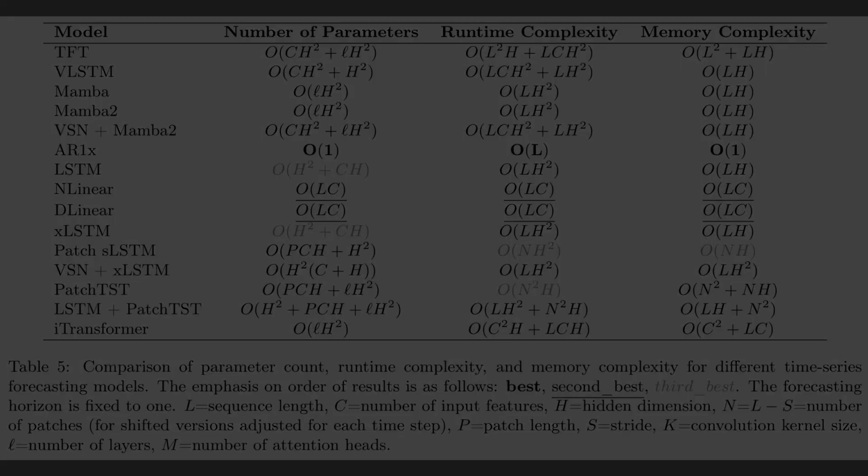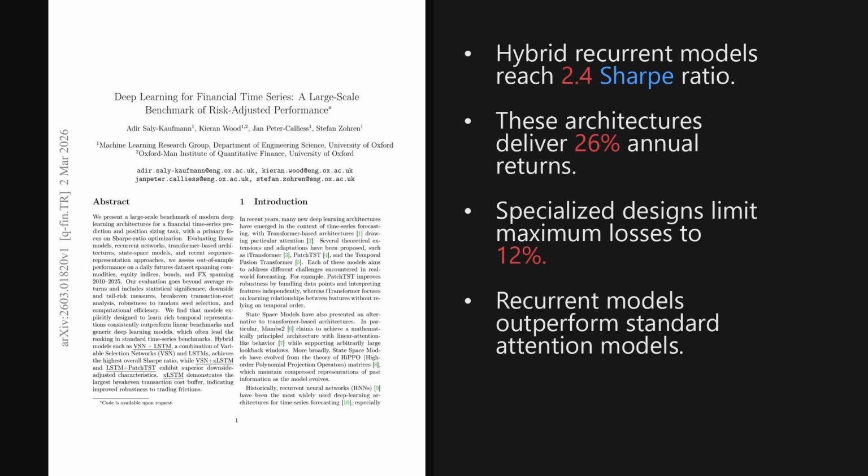Wrapping up, 2 takeaways stand out. Hybrid architectures with variable selection and adaptive gating are essential for handling noisy financial data, easily beating standard attention models. Furthermore, real-world trading success requires balancing those raw returns with strict drawdown control.